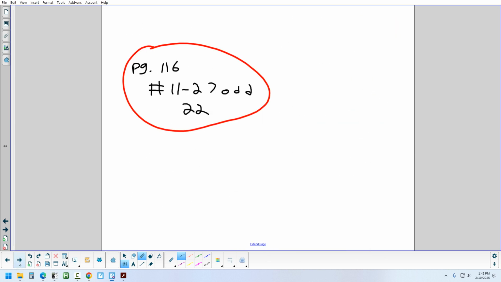Awesome sauce. So that's the homework for tonight, 11 to 27 odd, and number 22, that's the only even. What unit is this? This is 2.2 part 1. Yep. Okay, and you've got about 12 or 13 minutes left.